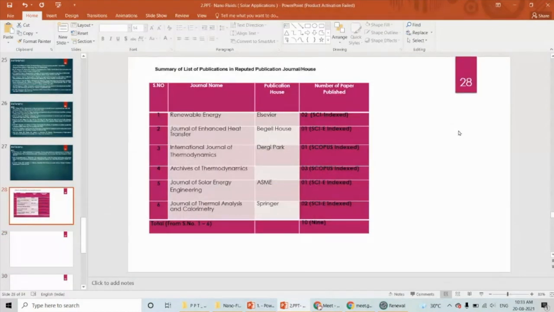This is my brief. I have published up to 10 SCI or Scopus indexed papers, and I have not included the non-indexed papers.